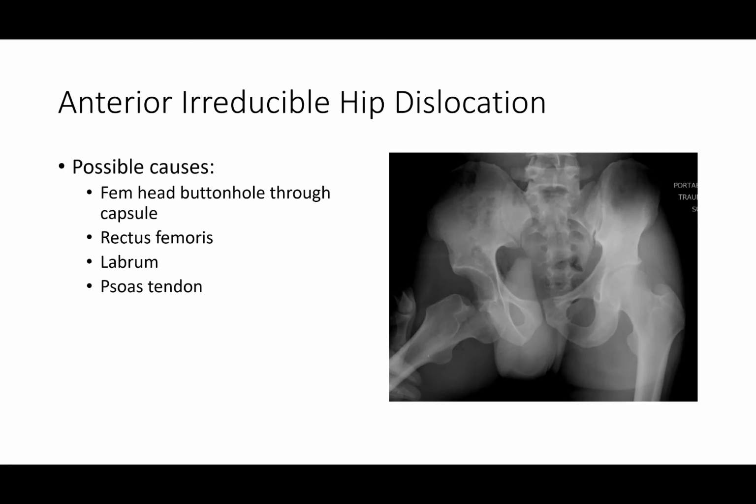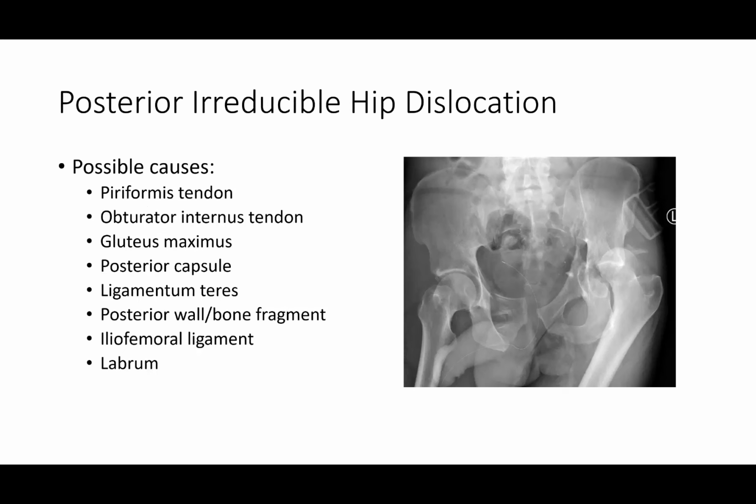So what about an anterior irreducible hip dislocation? What are the possible causes? Well, could be the femoral head buttonholing through the capsule; the rectus femoris, the labrum, or the psoas tendon can block reduction. What about a posterior irreducible hip dislocation? Well, could be due to the piriformis tendon, obturator internus tendon, maybe the gluteus maximus, posterior capsule, ligamentum teres, maybe a bone fragment, or the iliofemoral ligament or labrum.